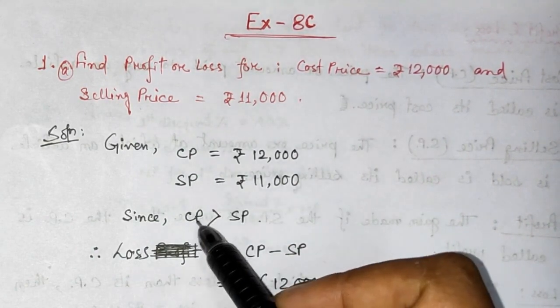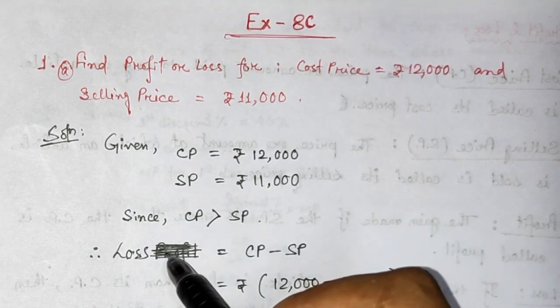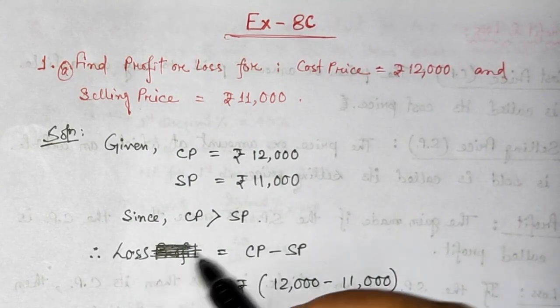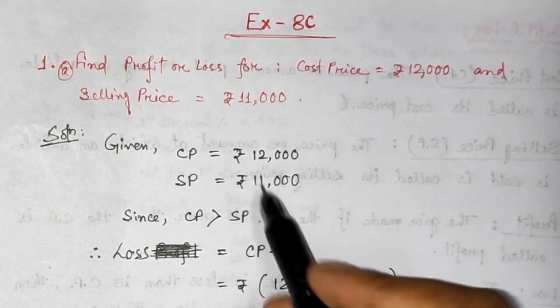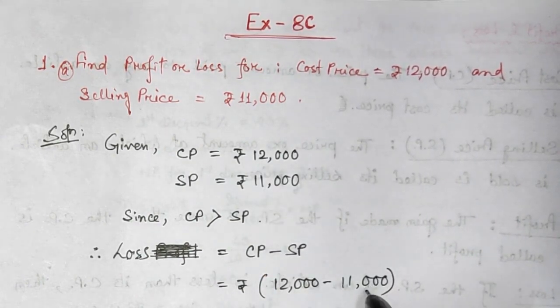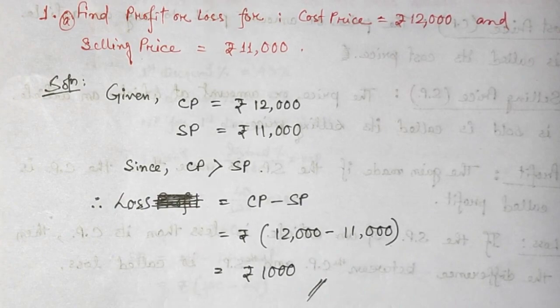When cost price is greater than selling price, then we have to find the loss. Therefore, we have the formula: loss equal to cost price minus selling price. Put the values: cost price 12,000 minus 11,000, that is 1,000 rupees. 1,000 is our loss.